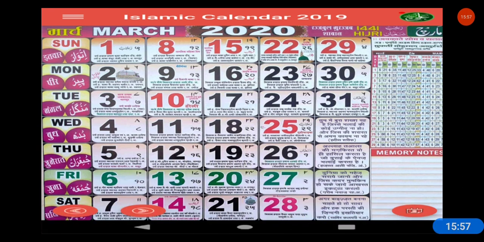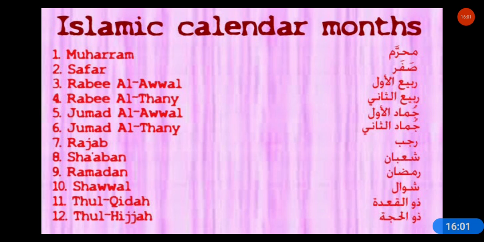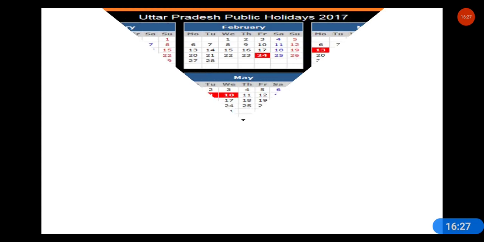This is the Islamic calendar, and these are the names of the months in the Islamic calendar: Muharram, Safar, Rabi al-Awwal, Rabi al-Thani, Jumad al-Awwal, Jumad al-Thani, Rajab, Shaban, Ramadan, Shawwal, Dhul-Qa'dah, Dhul-Hijjah. These are the names of the months in the Islamic calendar, right?